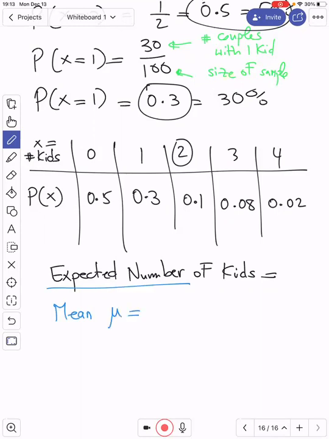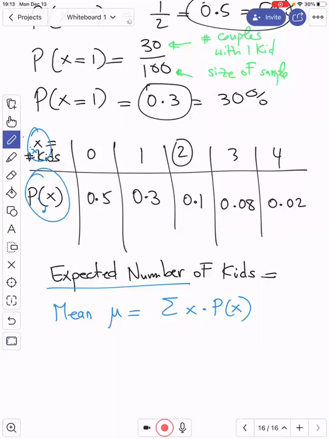Okay. And here in this problem, as you can see, there's x and there's p of x. If you have your x and p of x for a discrete variable, the mean is just the sum of x times p of x. So once you have your x and your p of x, then you can compute the mean.